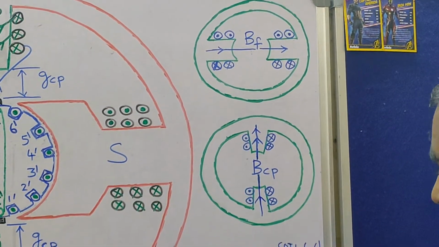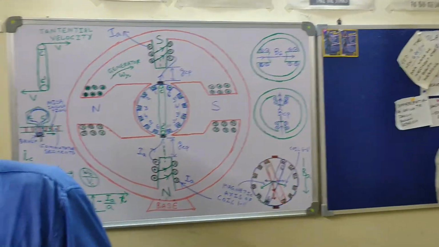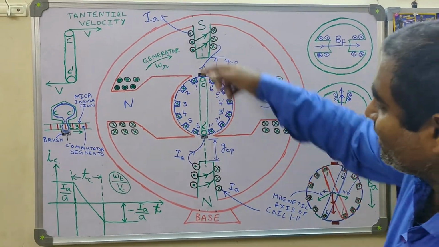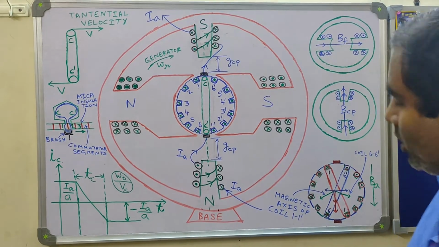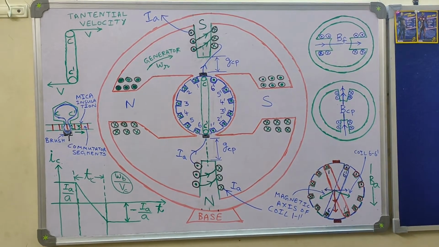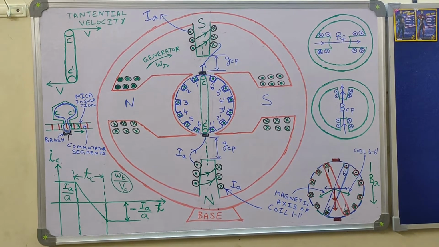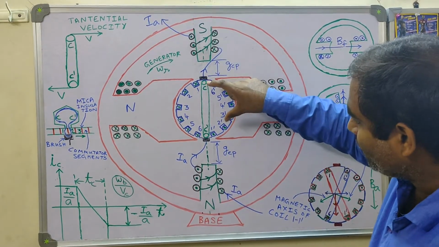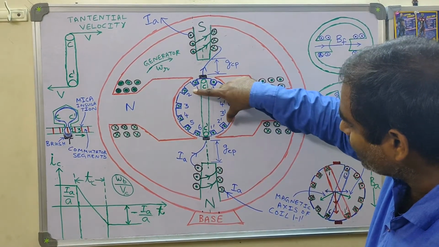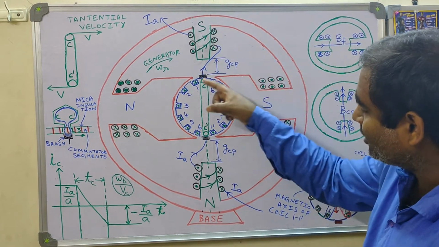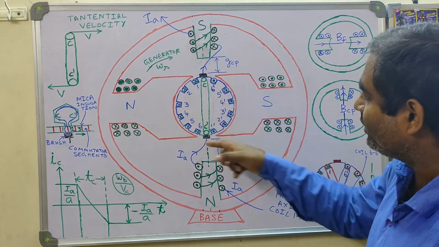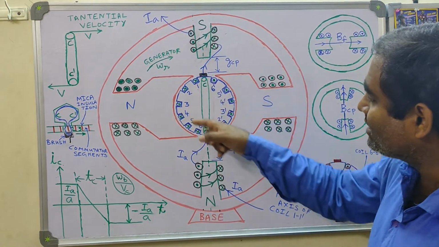Now what about the magnetic axis of the armature? There are different ways of finding the magnetic axis of the armature winding. One way is very simple, as I said in the beginning: there are 6 coils in the armature core, distributed throughout the armature core periphery. You can see for yourself that these 6 coils, named 1 1 dash, 2 2 dash, 3 3 dash, are spread out throughout the armature periphery.